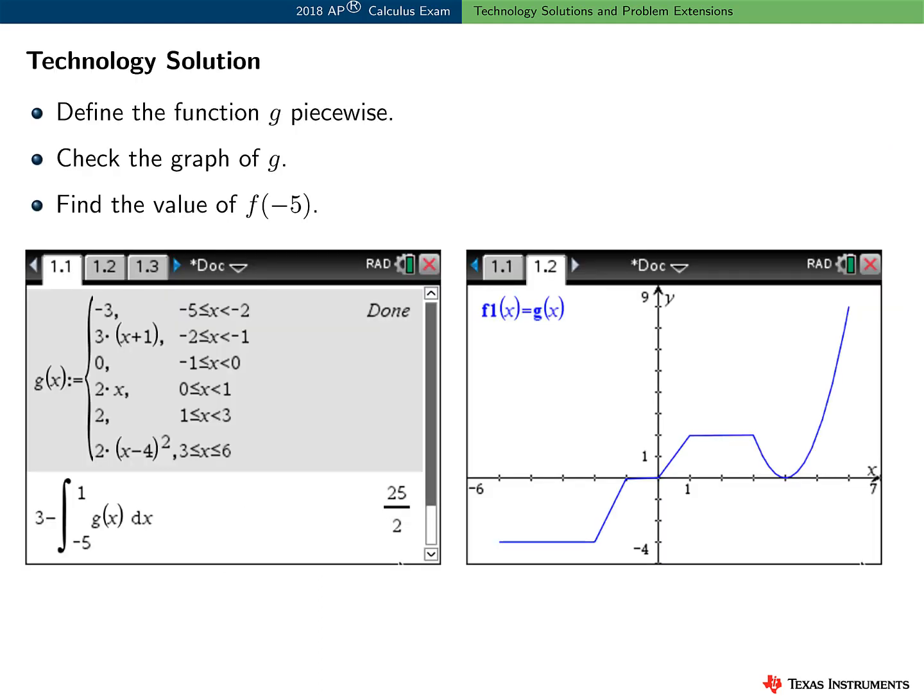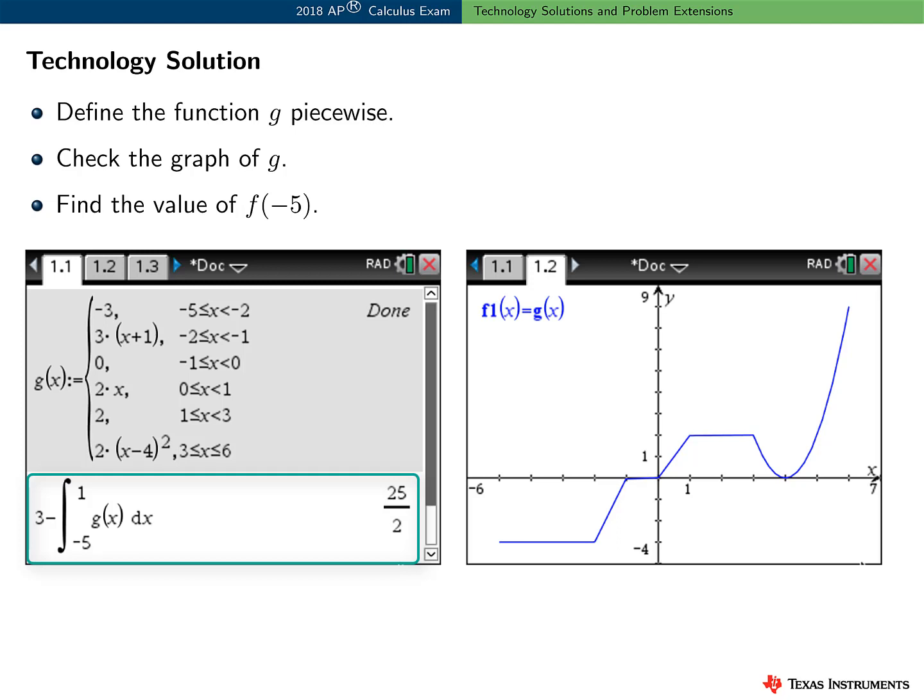This may be overuse of technology, but it's pretty cool that we can verify our analytical solution using the TI-Nspire. First, I defined the function g in pieces, and I had to derive all of those piecewise equations, well, except the last piece, which was given. I constructed a graph of g just to confirm my definition, and then I simply evaluated the expression as shown on the previous slide.